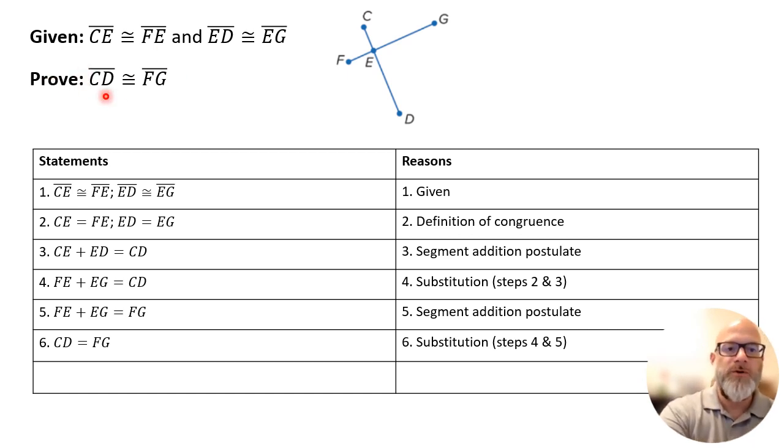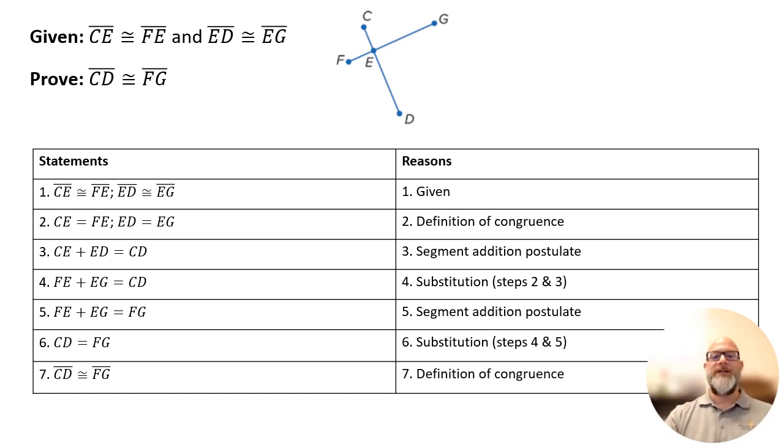Now, what am I trying to prove? CD is congruent to FG. I already know that CD equals FG. So what do I have to do to transfer myself from modern math back to ancient Greek thought? Definition of congruence, right? It goes both ways. Notice the definition of congruence took us from congruence language to equality language, and it also takes us from equality language back to congruence language.